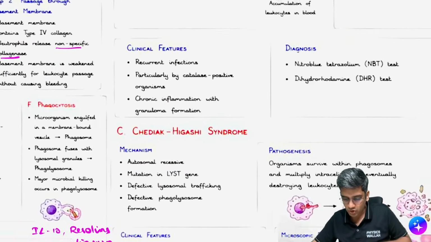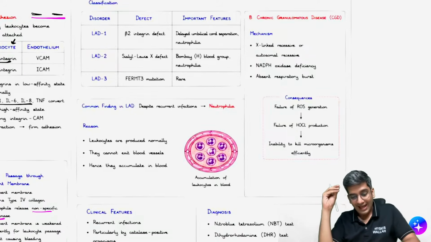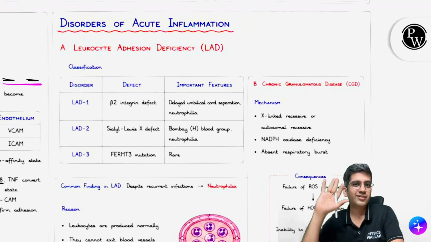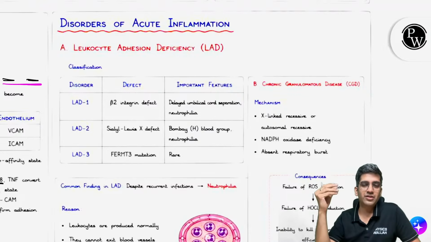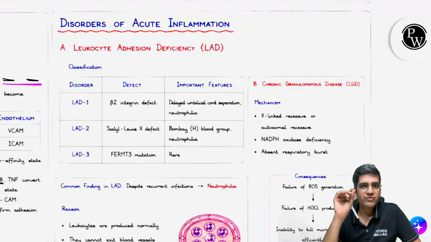I know this is monotonous. You have definitely known that. It's just a recap to see what's happening there. Actually, what is important for me is not the steps of inflammation, because that's normal. We learn pathology. We like abnormality, right? We have disorders of acute inflammation.